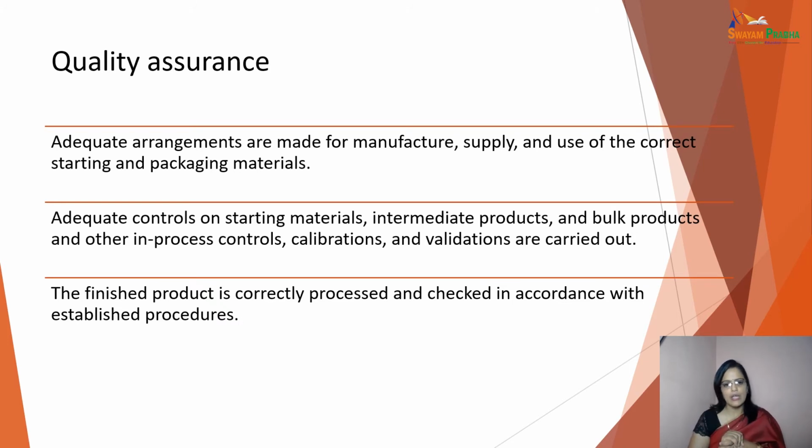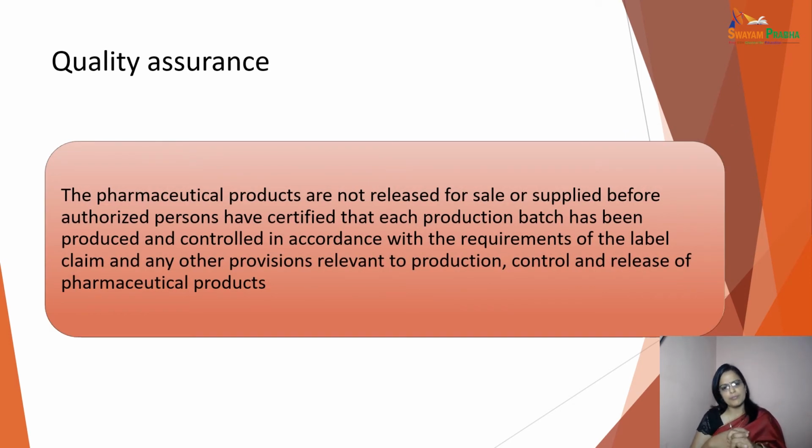Adequate control on starting material, intermediate product and bulk product and other in-process controls, calibrations and validations are carried out. The pharmaceutical products are not released for sale or supplied before authorized persons have certified that each production batch has been produced and controlled in accordance with the requirement of the label claim and any other provisions relevant to the production, control and release of pharmaceutical products.